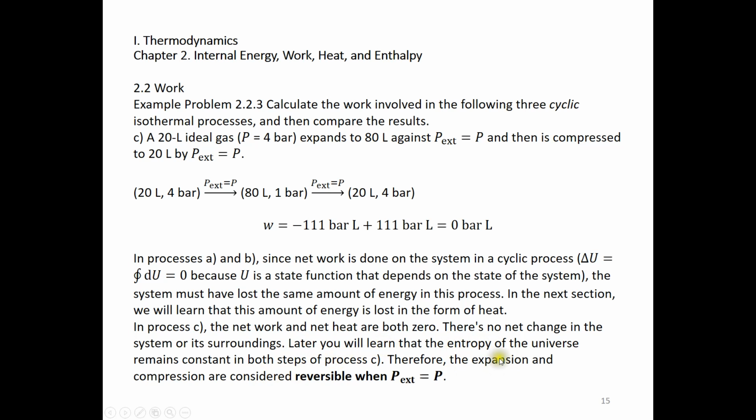And later we'll say this process is a reversible process because if the entropy of the universe increases, we cannot reverse it, because the reversal would result in an entropy decrease of the universe, which is in violation of the second law of thermodynamics. And later we'll see, as long as we hold this equation, P external is equal to P in expansion and compression, we call that kind of process reversible. Again, if P external is equal to P, we're not going to increase the entropy of the universe, so we can reverse it without violating the second law of thermodynamics.